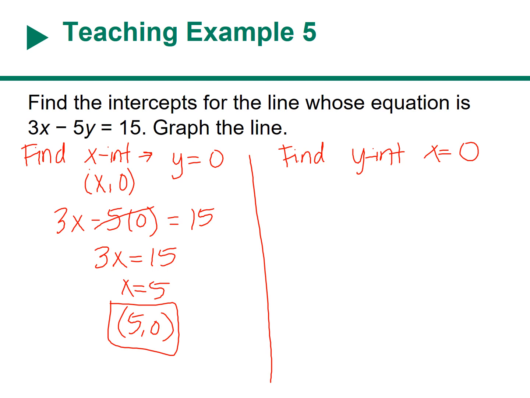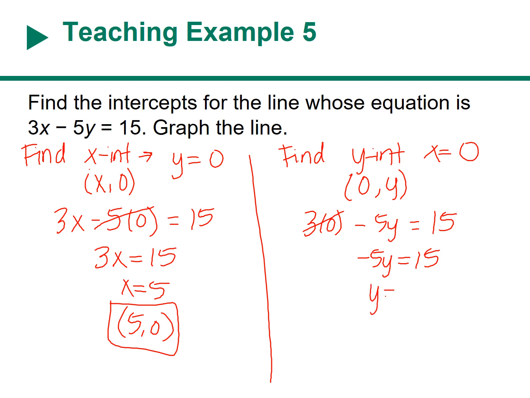And to find the y-intercept, I'm going to do the same thing, except this time I'm plugging in 0 for x, because it's 0, comma, your y value. So we have 3 times 0 minus 5 times y equals 15. Anything times 0 disappears. Whoosh. So I'm left with negative 5y equals 15. So what is y? y is negative 3, because a negative times a negative makes a positive. So your y-intercept is at 0, comma, negative 3.